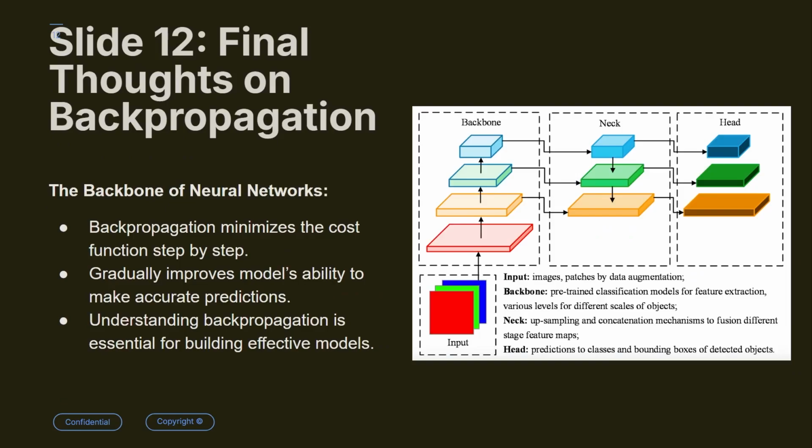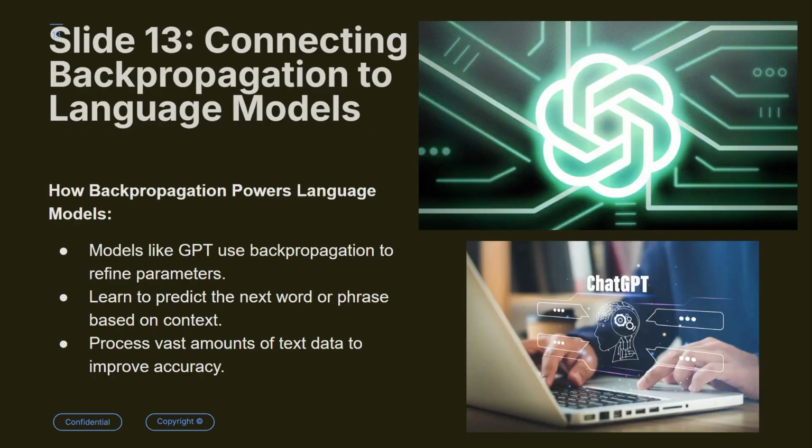Now, the final thoughts on backpropagation. At first glance, backpropagation may seem like a complicated process, but it's really the backbone of neural network training. By calculating the gradients for each weight and bias and adjusting them accordingly, we can gradually minimize the cost function, and this allows models to make more accurate predictions over time. As training progresses, the network gets better and better at understanding the relationship between input and output.